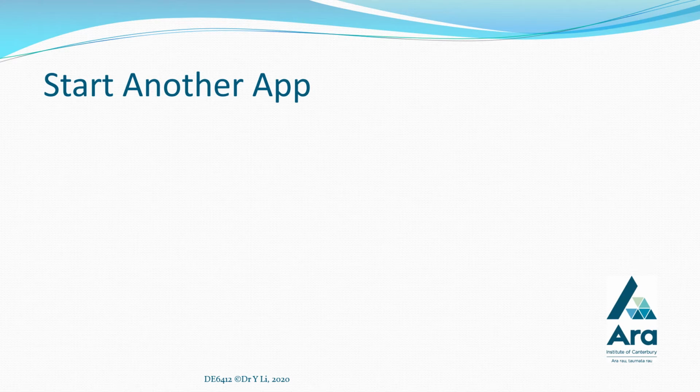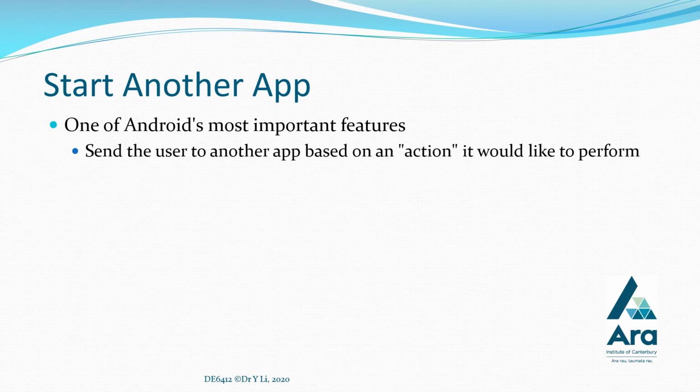Now we are going to look at how to start another app from your app. Sending the user to another app to perform a specific action is one of Android's most important features. For example, you can send the user to a camera app to take a photo, and then you use the photo in your app.